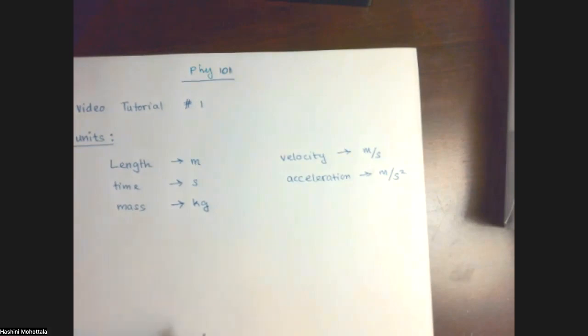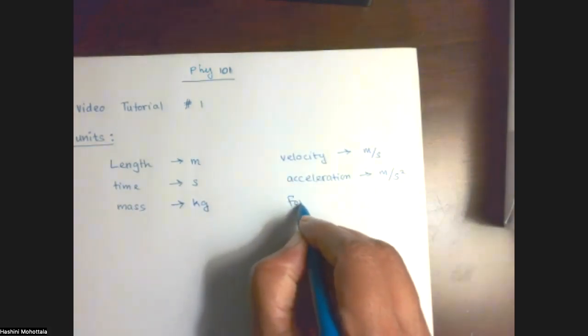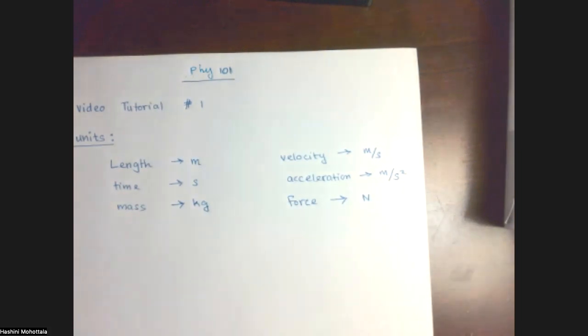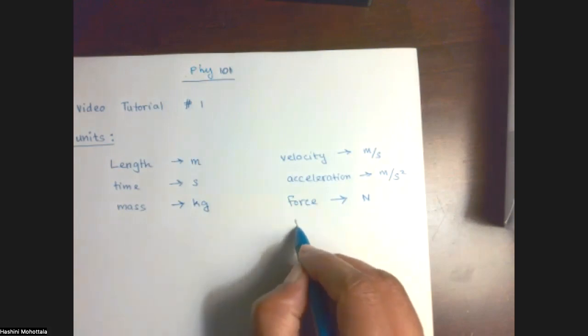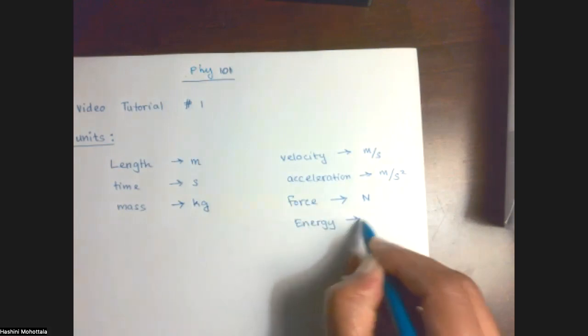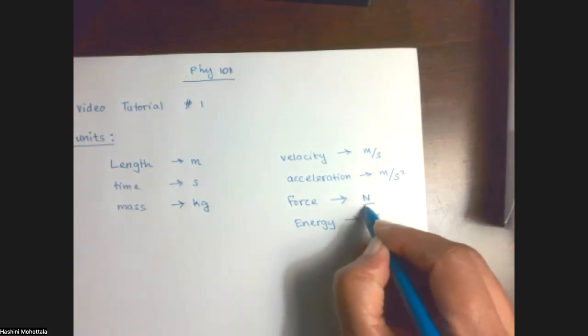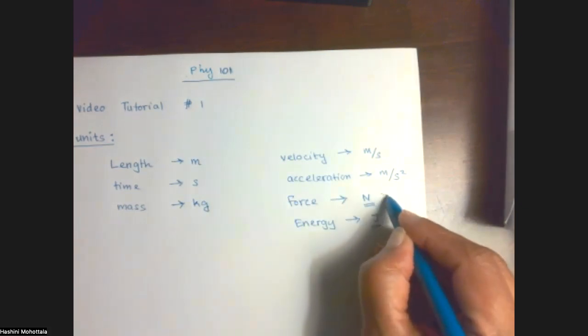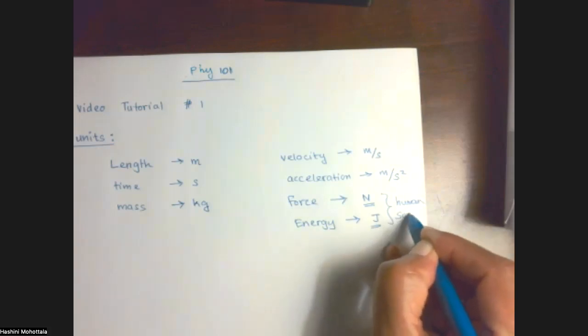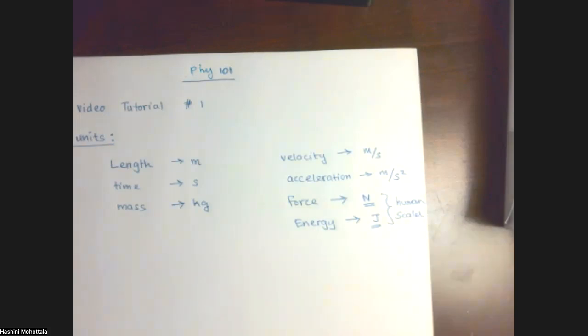And then force, the human scale that we are using in the class, that would be Newton. And energy, we will be using Joule. So Newton and Joule are actually called human scales. Basically, to honor the scientists, we are using these scales.